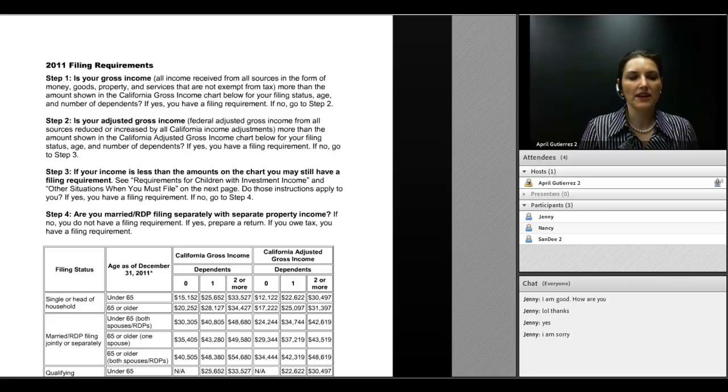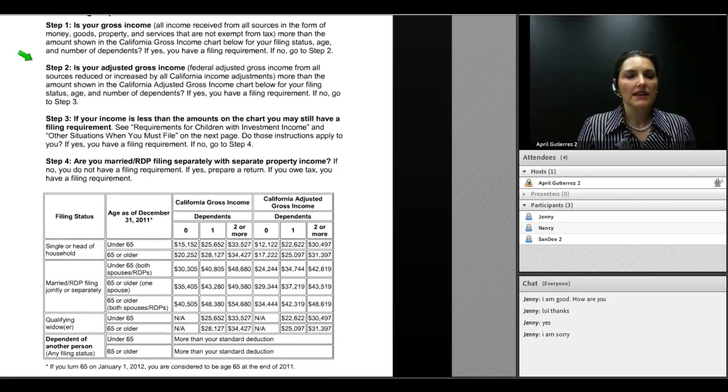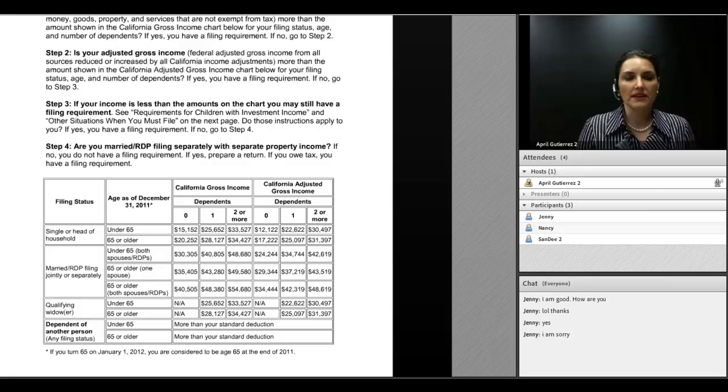And of course, California has a 4-step process that it uses to determine whether or not you are required to file a California return. Step 1 is to look at your gross income, according to the California gross income chart. You look at your filing status in this first column on the left, and then you look at the number of dependents you are claiming under the gross income portion of the chart. If your income is more than the amount shown on the gross income chart for your filing status and number of dependents, then you are required to file a return.